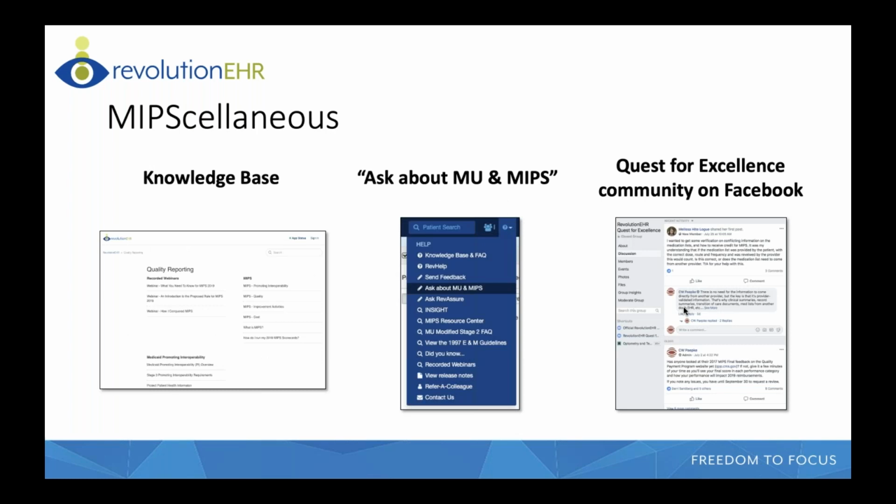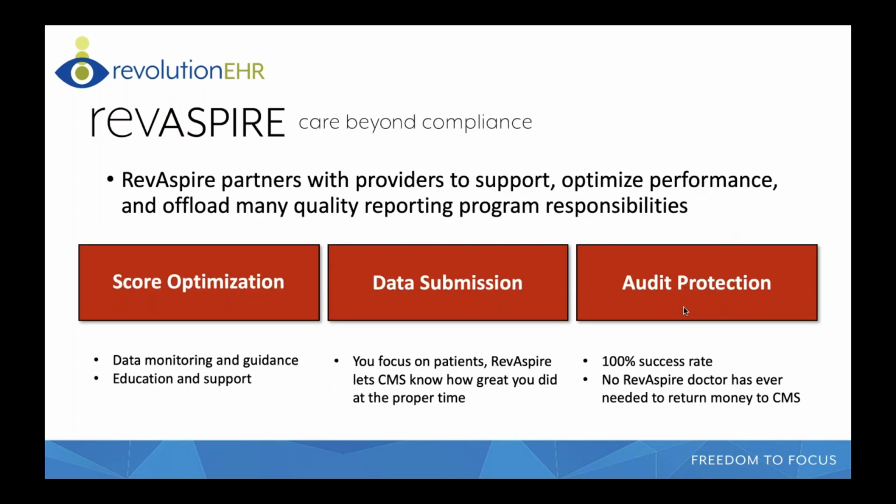Remember, there's a lot of resources available for you to study this stuff beyond these webinars that we will hold periodically throughout the year. We talked about the knowledge base. You'll find recorded video segments and discussions of the measures. There's Ask About MU and MIPS, where you can send a question to our quality reporting team. And then there's a Quest for Excellence community on Facebook, closed just to Revolution EHR customers, to share their questions and answers about how they've made these things happen in practice.